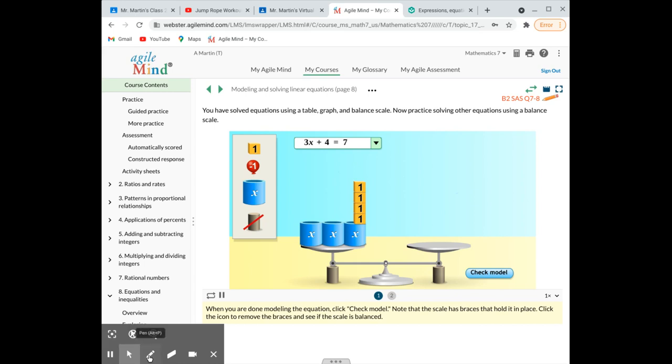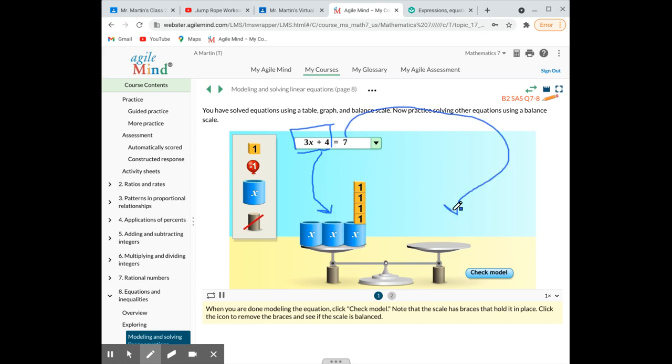So right now, let me show you what I'm saying. Y'all have done this. Y'all put this right here. So what needs to go over here? 7. Yeah. And yellow. Yeah. Does that make sense? Or is that confusing?